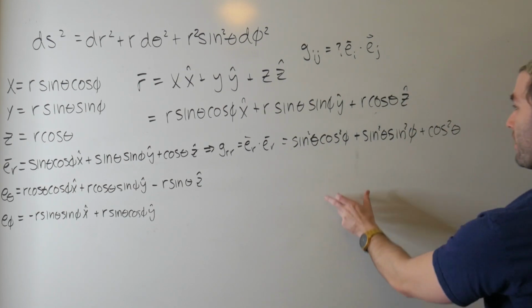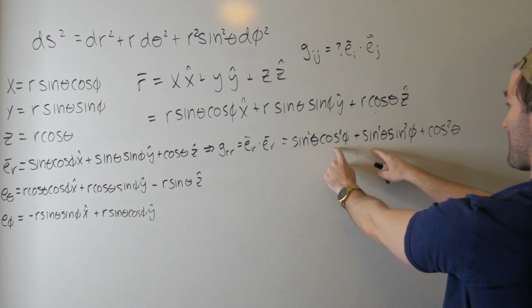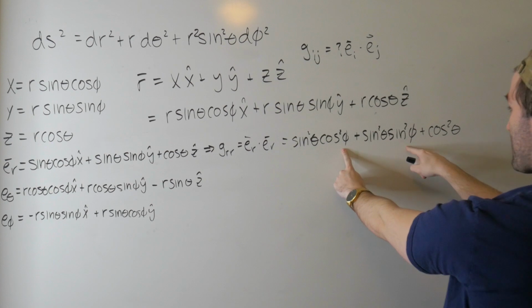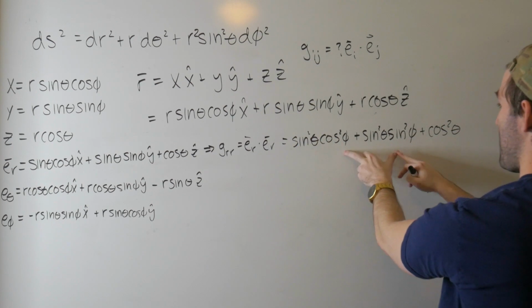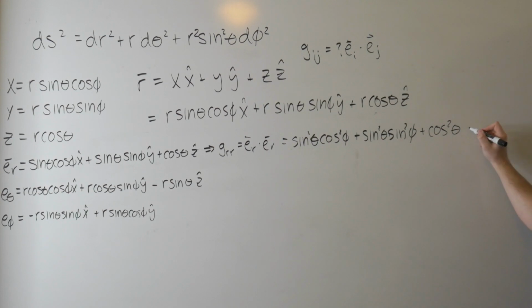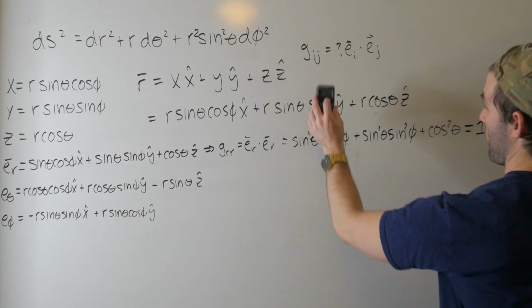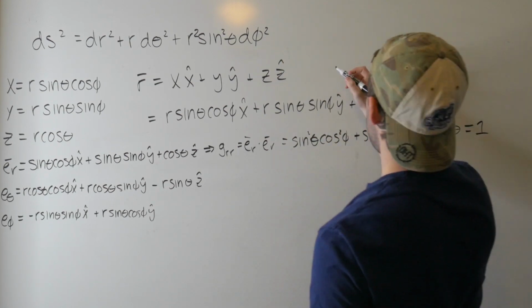Great. So if we look at that, we can factor out a sine squared theta, which is just giving us a cosine squared phi plus sine squared phi. That's just 1. And then when we factor it out, we've got sine squared theta plus cosine squared theta, so that's equal to 1. So we've already calculated one component of this metric. Let's go ahead and write that up here.